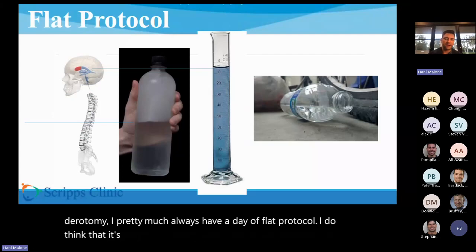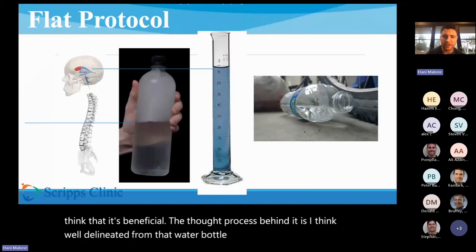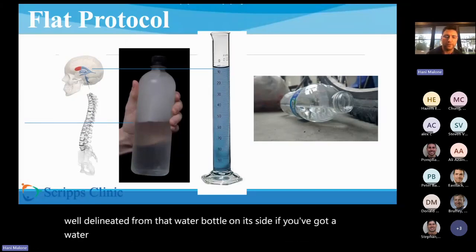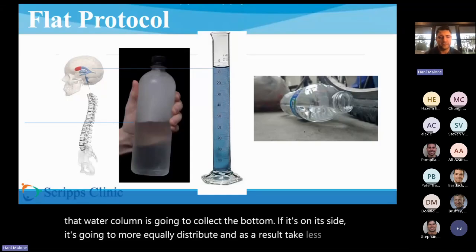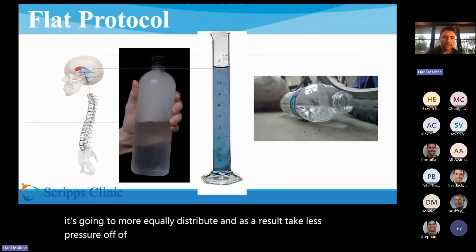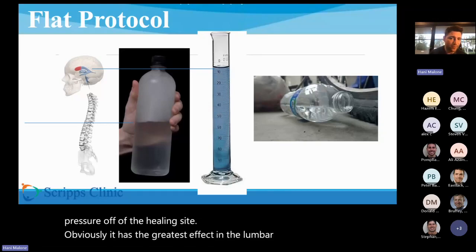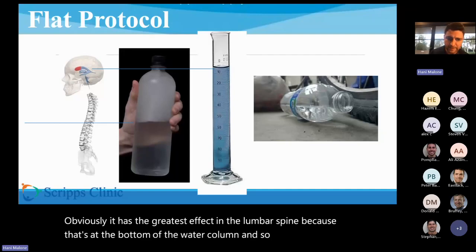The thought process behind it is, I think, well delineated from that water bottle on its side. If you've got a contiguous water column, and it's upright, that water column is going to collect at the bottom. If it's on its side, it's going to more equally distribute, and as a result, take less pressure off of the healing site. Obviously, it has the greatest effect in the lumbar spine because that's at the bottom of the water column, and so there's the most pressure on it.